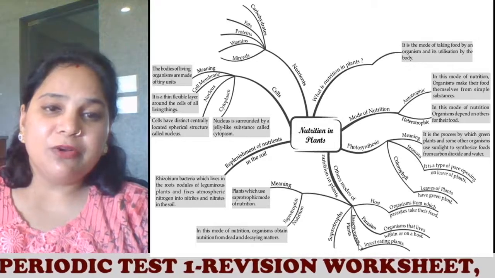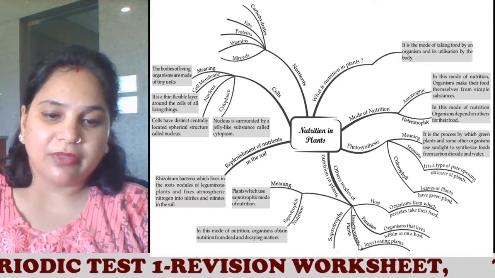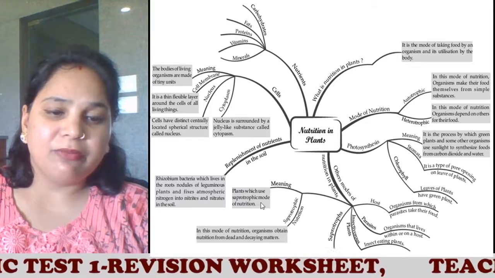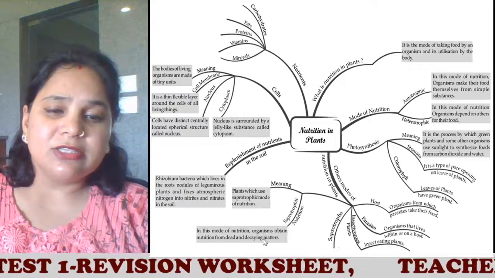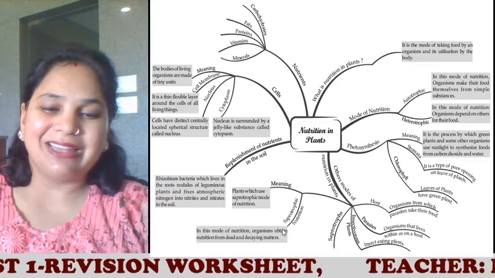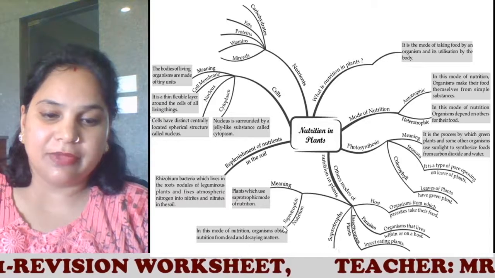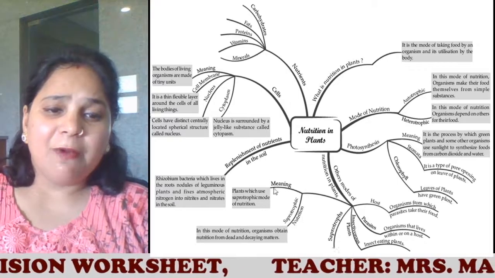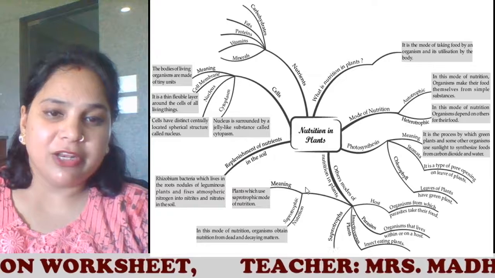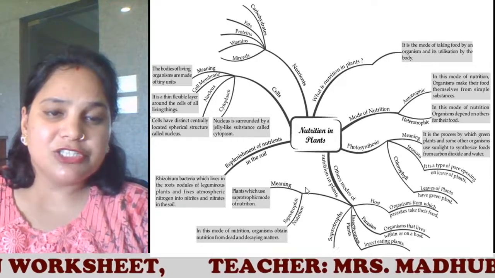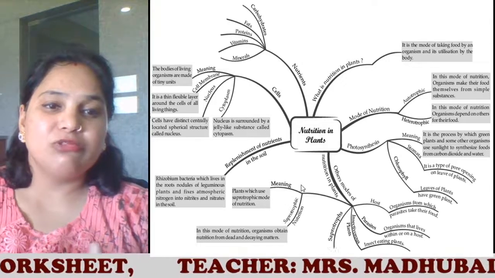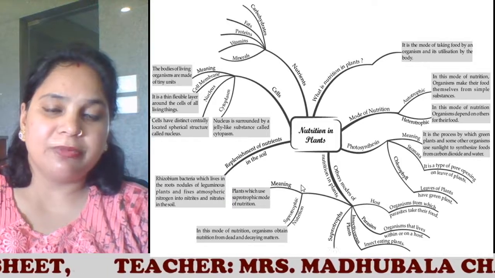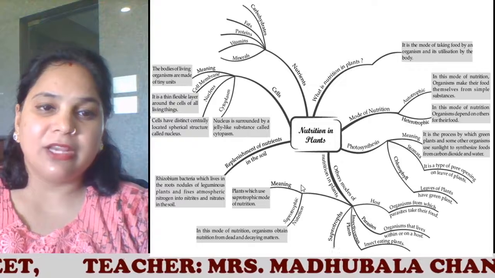Third, we have the saprotrophic mode of nutrition. In this mode of nutrition, organisms obtain their nutrition from dead and decaying matter. Example, fungi. Then we have one more very important one, the symbiotic relationship, when both the organisms get mutually benefited from each other. Such kind of nutrition is also shown by the plants, which is called a symbiotic relationship.